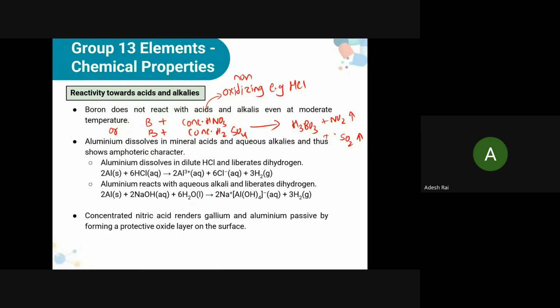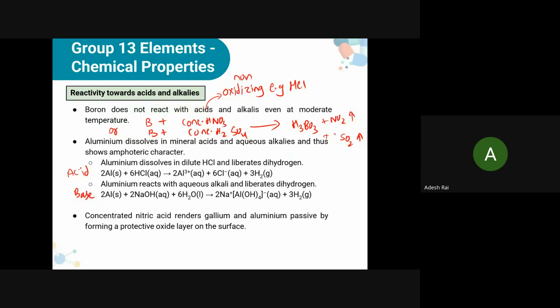But when it reacts with aqueous alkali, again the same thing will happen. Hydrogen gas will be released, because the nature of the element is amphoteric, so it can react with acid as well as base. You can see in these two reactions, here it is reacting with acid, here it is reacting with base. Now the last point is important.